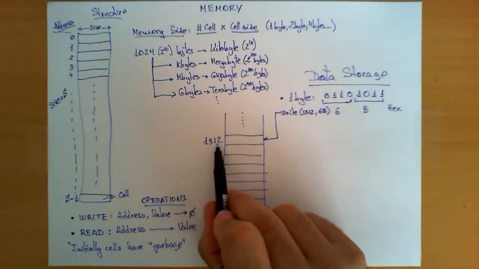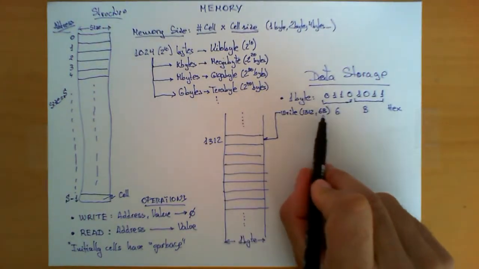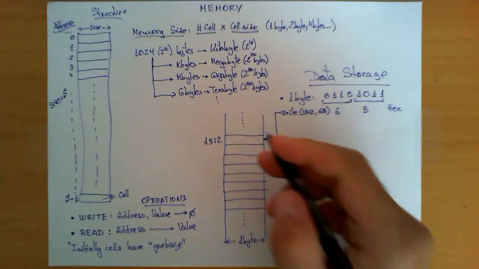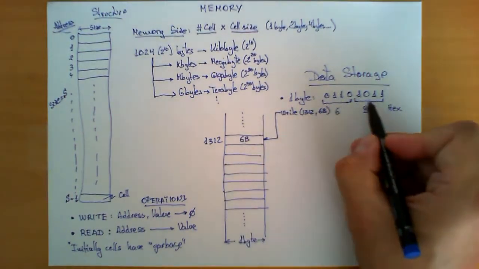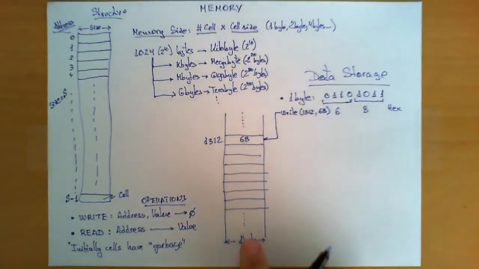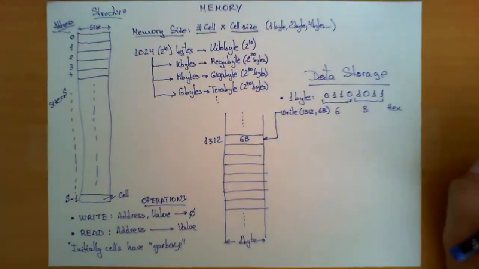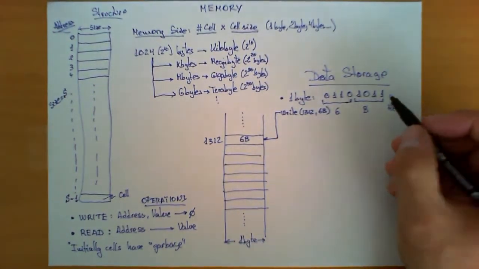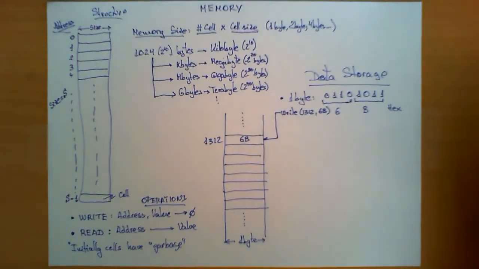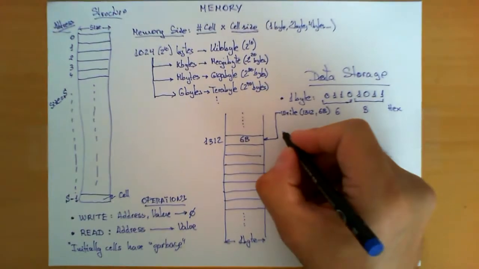In cell 1312, the address, I store the value 6B, which is the hexadecimal representation of this byte, which corresponds with 8 bits, which is exactly the width of this cell. So this is a result of storing 1 byte in address 1312. Things get a little bit more complicated.